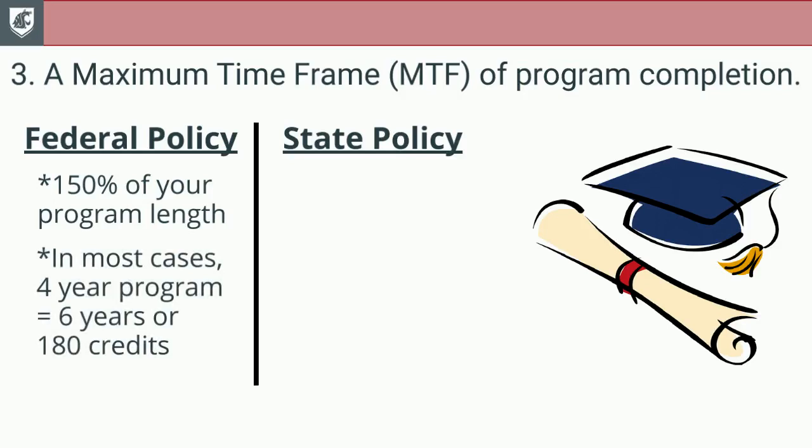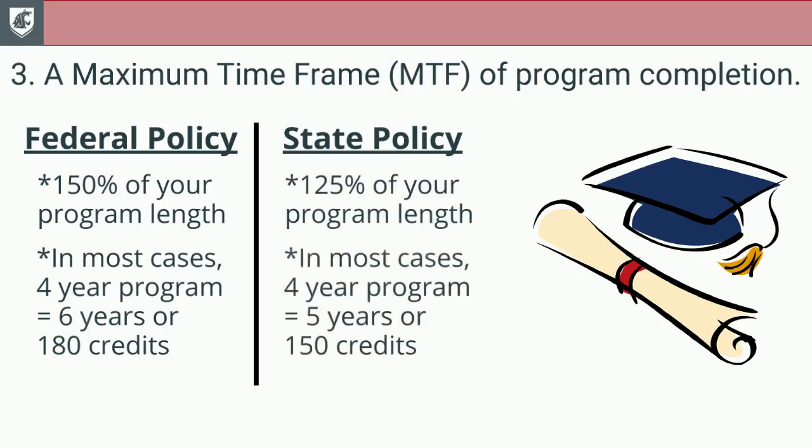Our Washington state policies allow students to receive aid up to 125% of their published program length. In most cases, this means a student in a 4-year program can receive aid for up to 5 years or 150 credits.